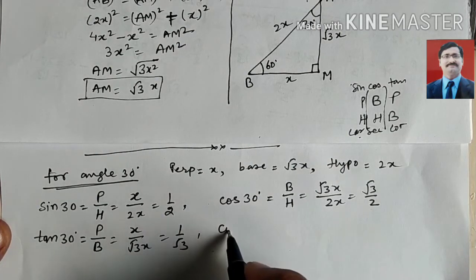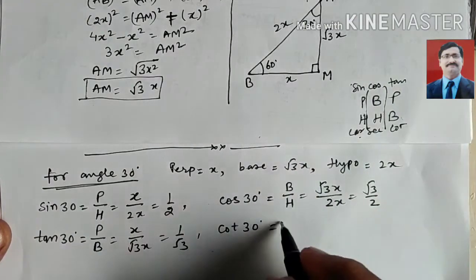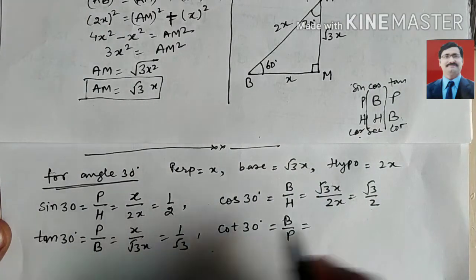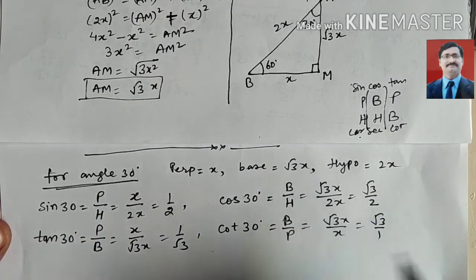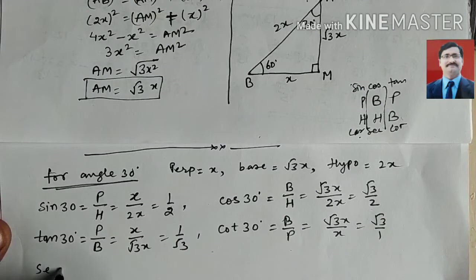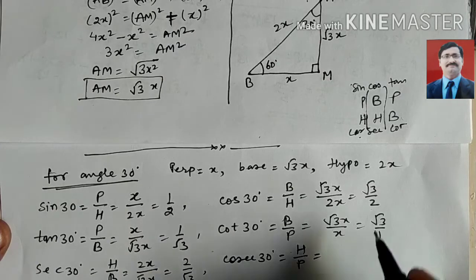Now you get here cot 30. Cot 30 is base upon perpendicular. So you can write here root 3 x upon x means you get root 3. Okay, and sec 30 degrees, sec 30 means hypotenuse upon base. Hypotenuse here is 2x, and base is root 3 x, means you get 2 upon root 3. And cosec 30 degrees you have to find, means hypotenuse upon perpendicular.